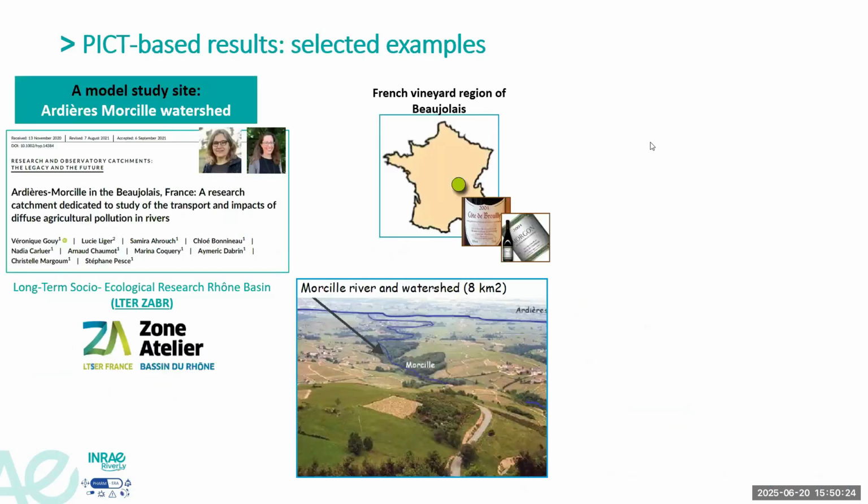So just to show you how it can be used, I will show you some examples of how it works. The first example is from the Ardières-Morcille area in the French Beaujolais area. This is a famous vineyard area in the center of France. It was previously mentioned by Christelle, Cécile, and also by Guillaume.